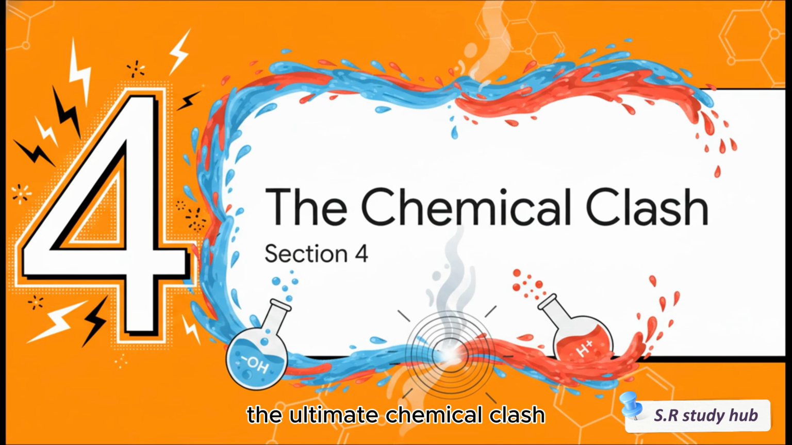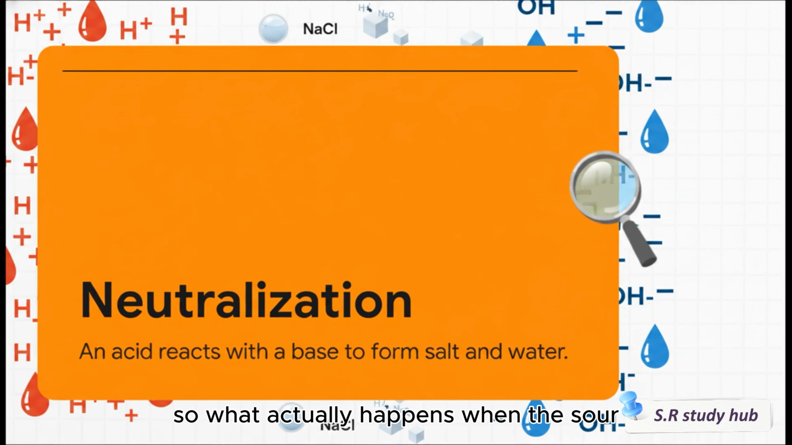Section 4. The ultimate chemical clash. So what actually happens when the sour, metal-reacting acid meets the bitter, slippery base head-on? Well, the answer is neutralization, and it's an incredible chemical phenomenon. You see, when an acid reacts with a base, they don't just explode or destroy each other in some chaotic mess. Actually, scratch that, it's the total opposite. They perfectly neutralize each other's extremes.